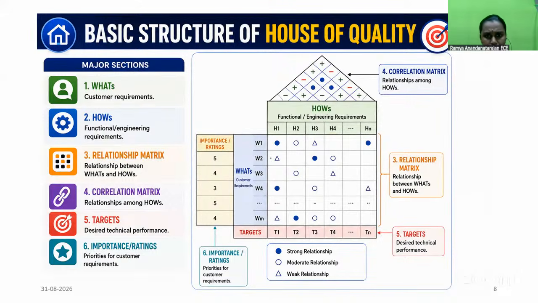As I already mentioned, this is the basic structure of HOQ. It starts with the customer requirements or needs, then it goes to engineering requirements, then we have the relationship matrix, that is the third one. Fourth is the correlation matrix, then we have targets and the technical difficulties.